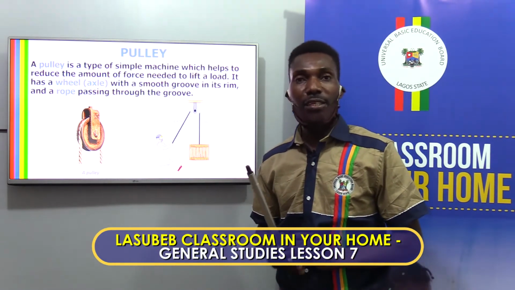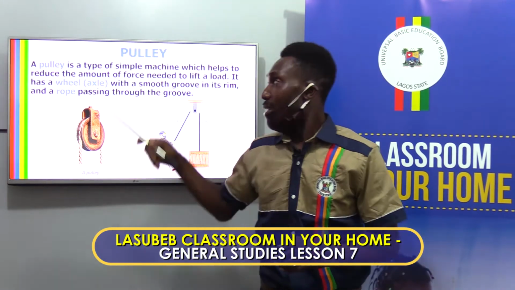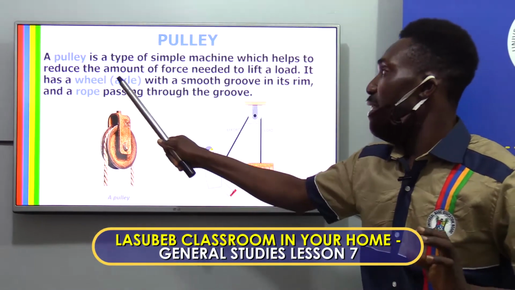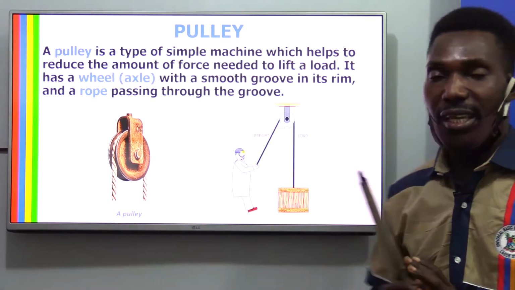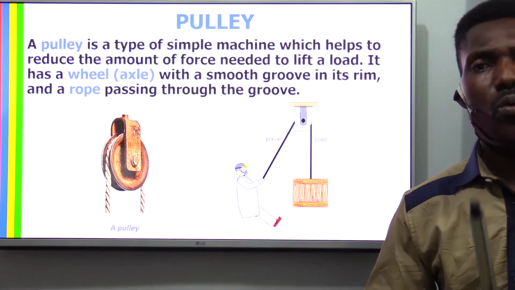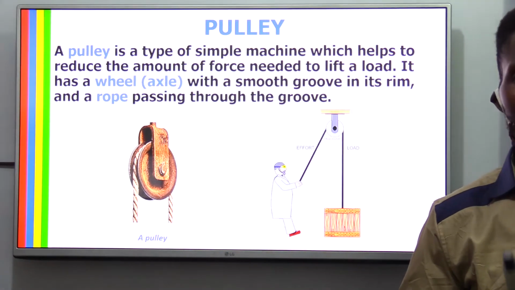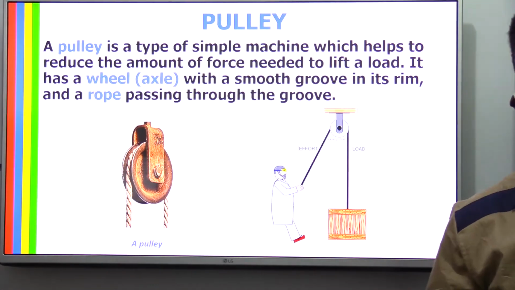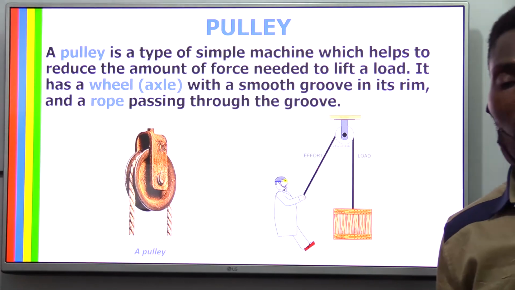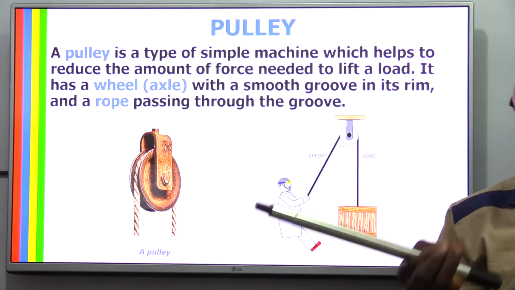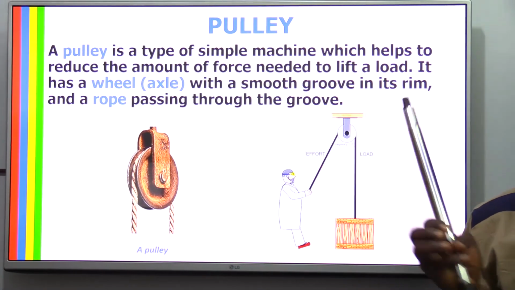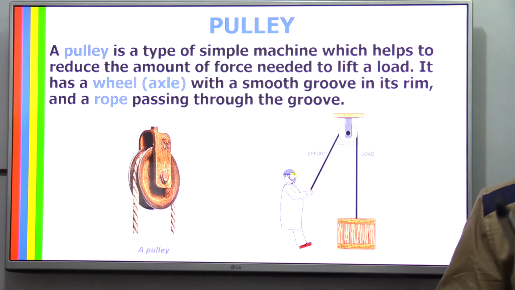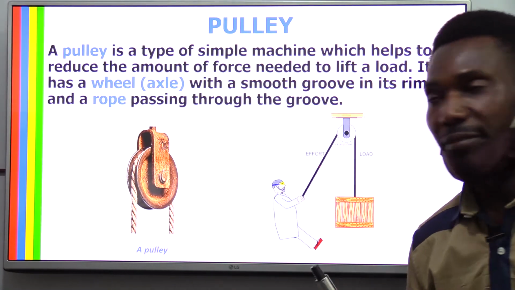The last lesson we talked about levers, and we are focusing on pulley today. Pulley is a type of simple machine which helps to reduce the amount of force needed to lift a load. When you are making definition of pulley, you should remember three key words. The first one is the simple machine. Then the second one is the force, reduction of the force. And the third one is the load. Then when you remember these three, you'll be able to define pulley. A simple machine that helps us to reduce the amount of force needed to lift a load.